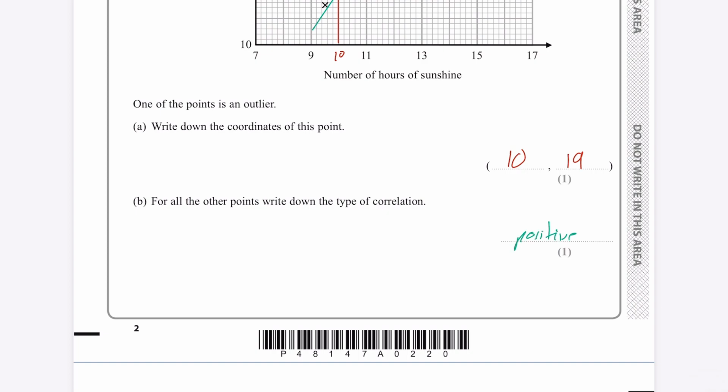And if you can't remember if it's positive or negative, you can remember this rule here. So if the line goes down, it's negative, and you can do this. See, that forms an N, so it's negative. But if I did that here, that doesn't form an N, so that must be positive.